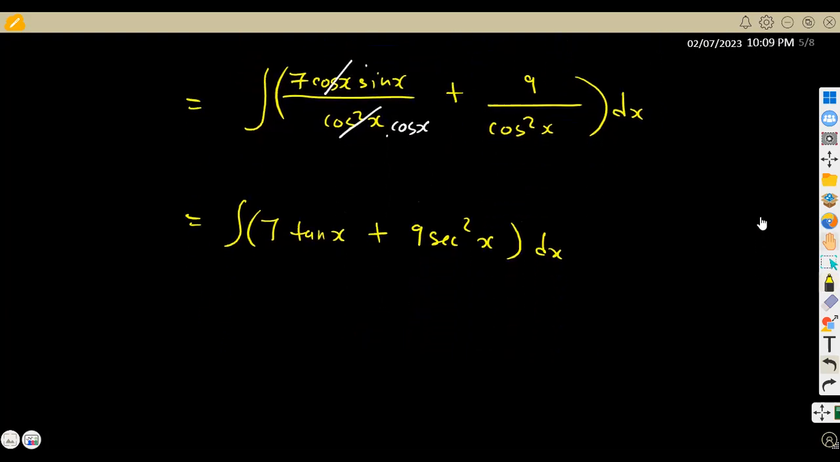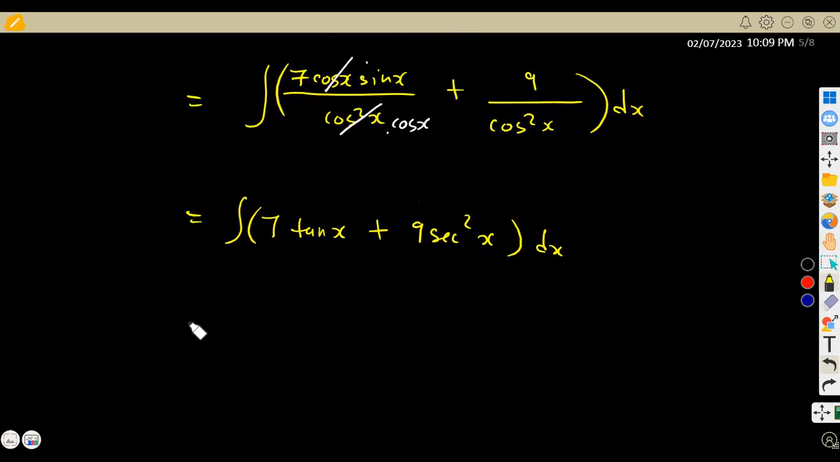So let's see if we can integrate this part. Can we integrate tan? Is it possible to integrate tan? Yes, it's possible. We know that the integral of tan, this one you're also given in your formula sheet.